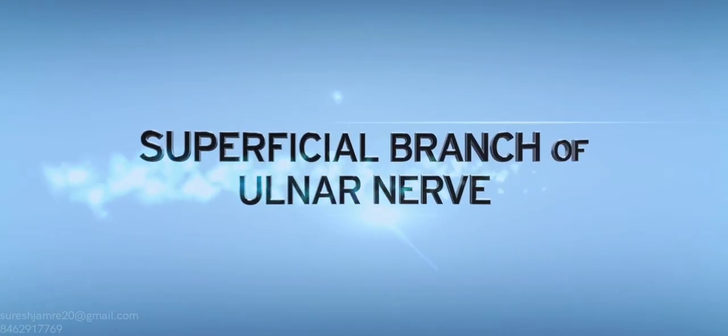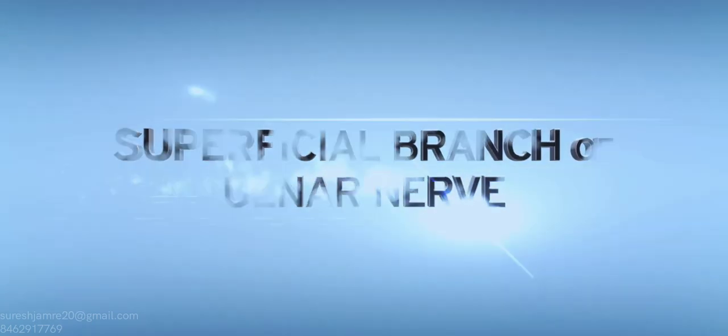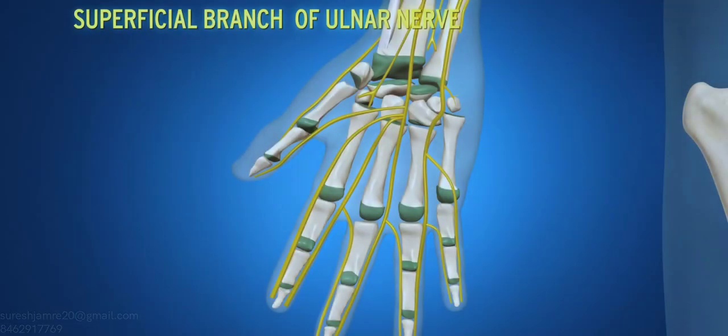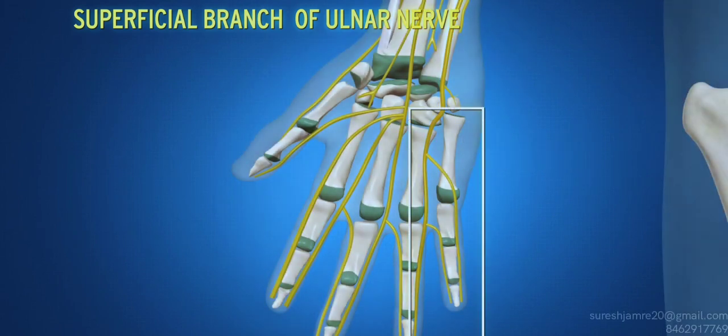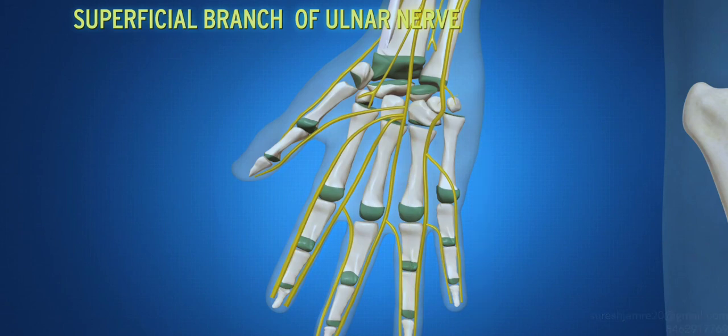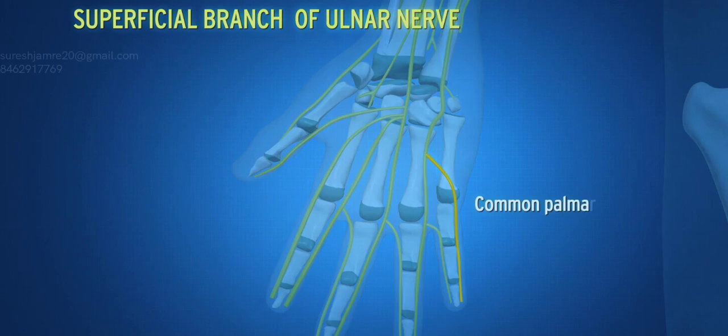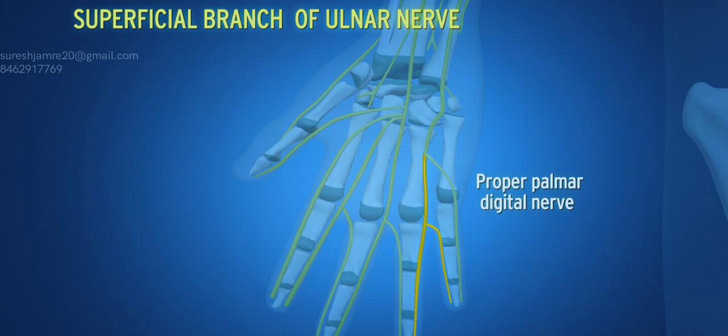Superficial branch of ulnar nerve. Origin. The superficial branch of the ulnar nerve is the terminal branch of the ulnar nerve. It supplies the skin on the ulnar side of the hand. Course. It divides into a common palmar digital nerve and proper palmar digital nerve. The proper digital branches are distributed to the fingers in the same manner as those of the median nerve.